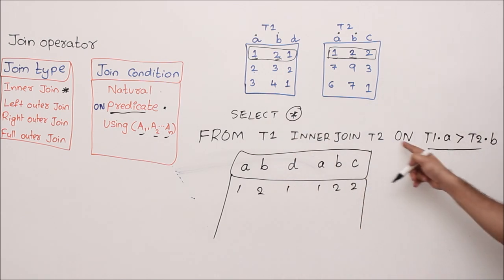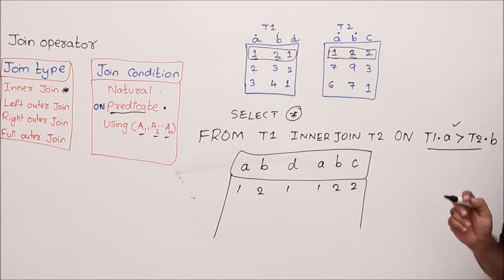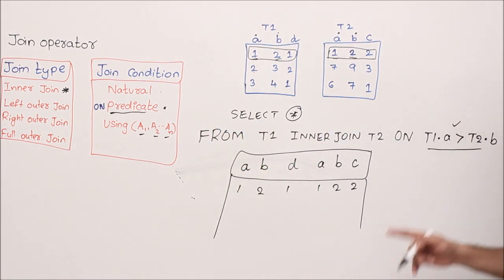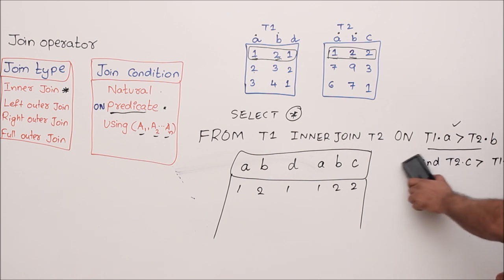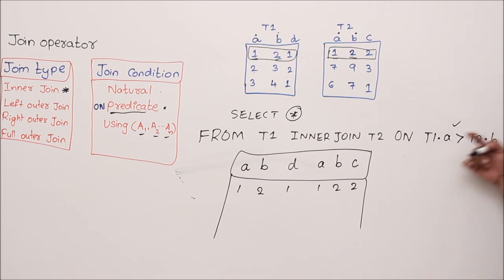But here we have a condition. What is that condition? T1.A greater than T2.B. So that is called a predicate. So you can apply any number of predicates. You can write on T1.A greater than T2.B and T2.C greater than T1.B, whatever. But I'm mentioning only one condition. You can mention any number of conditions. Only the tuples which satisfy this condition will be taken.